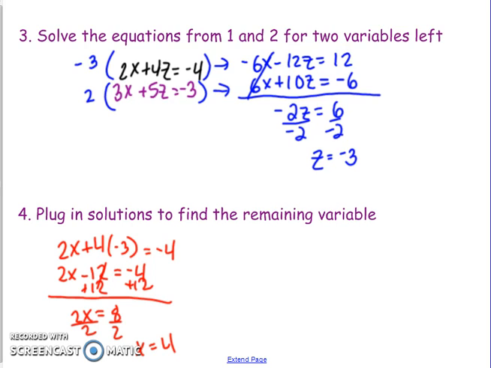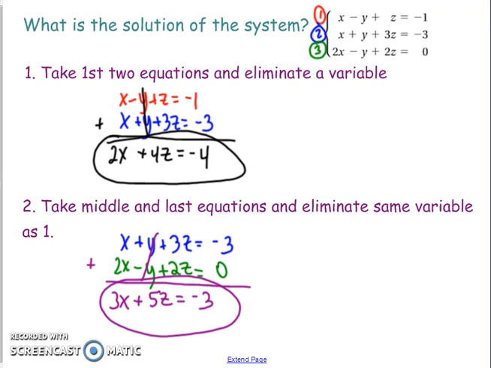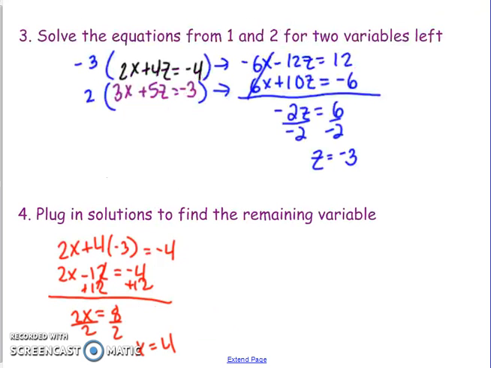So now I can go back to my original 3 equations, pick one of them, plug in x and z, and solve for y. So it doesn't matter which equation we use. I'm just going to use number 1, the top equation. So I know x and I know z. So I'm going to plug stuff in.